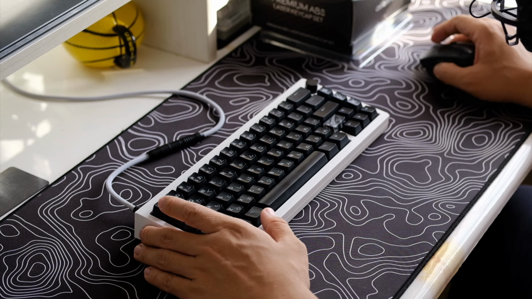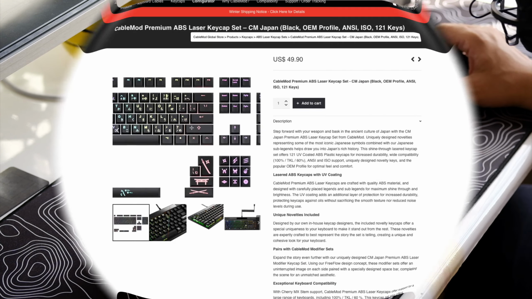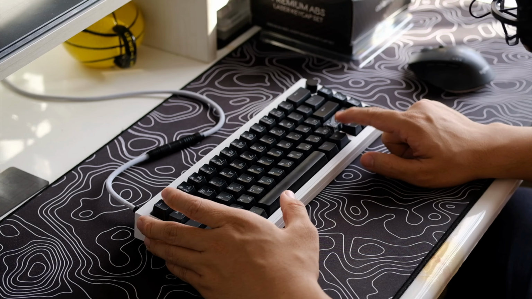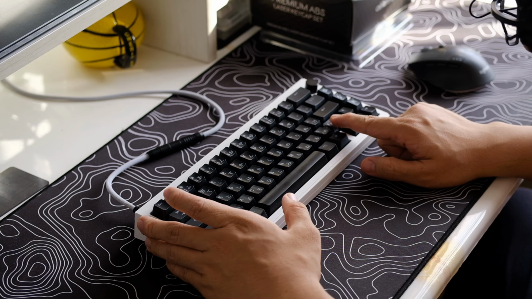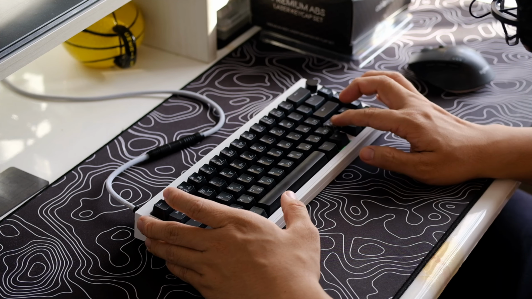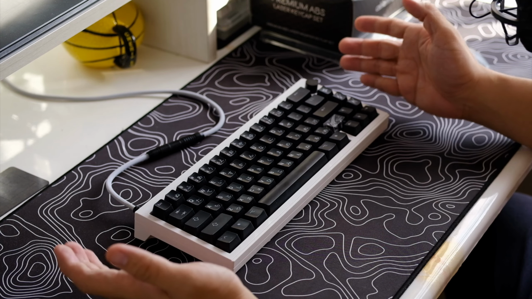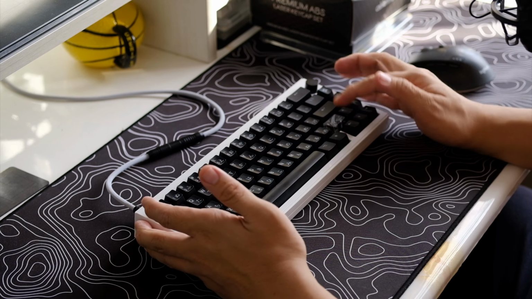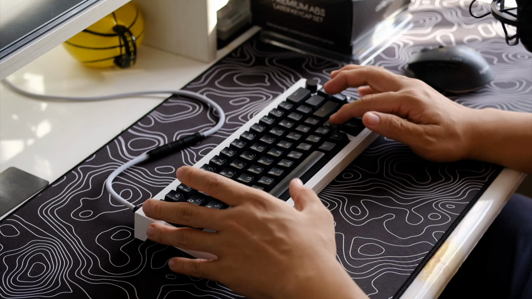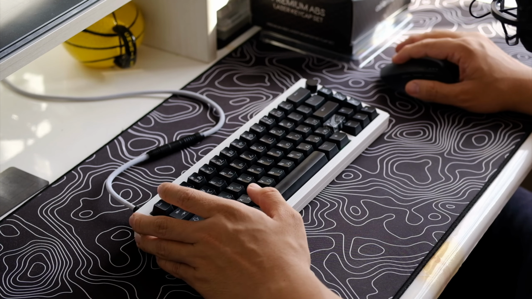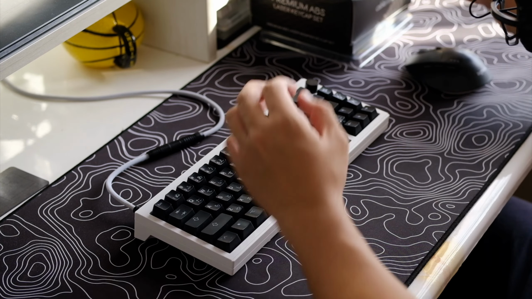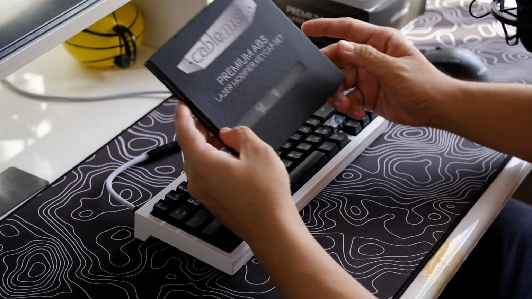The inclusions can be seen here on the website, although suffice it to note that the base set, the one that costs $49.90, did not come with the 1.75U shift. And that is very important because a lot of 65% keyboards nowadays have a layout featuring a 1.75 unit shift key. So do take note. So what am I using here? The one that comes with the Cable Mod modifier keycap set.